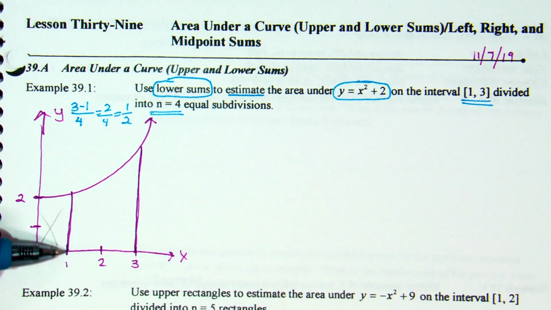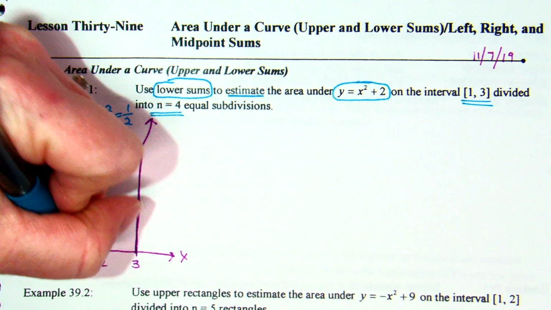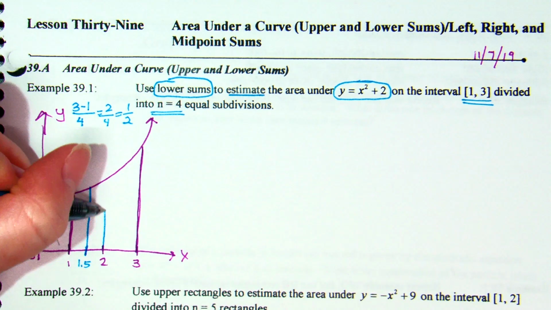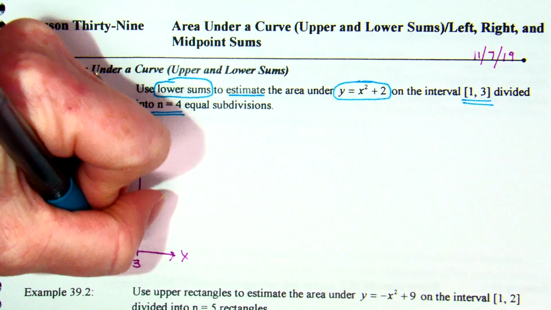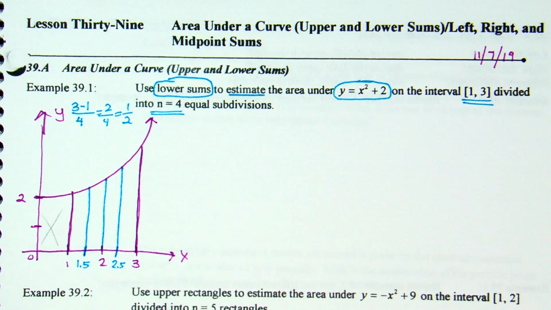So that means we're going to have a subdivision starting at 1. We're going to have a breaking point at 1.5, at 2, at 2.5, and at 3.